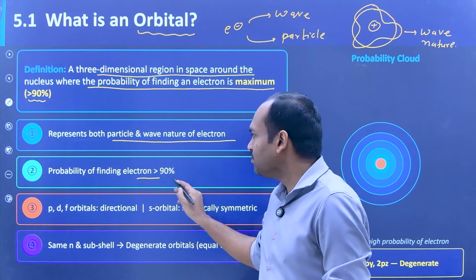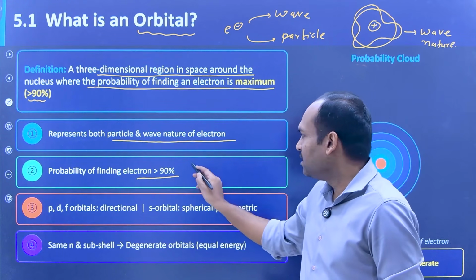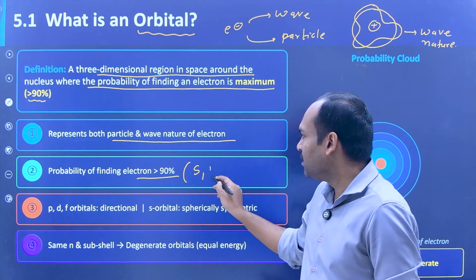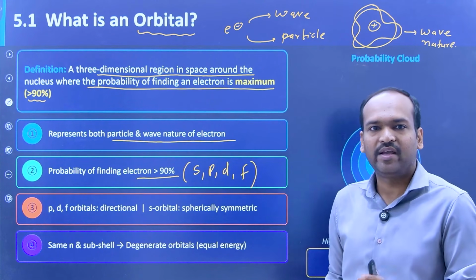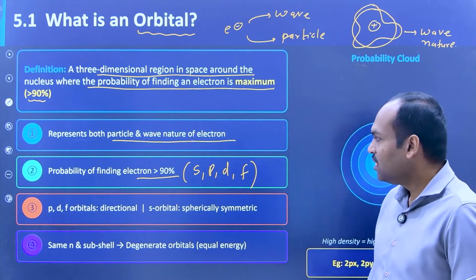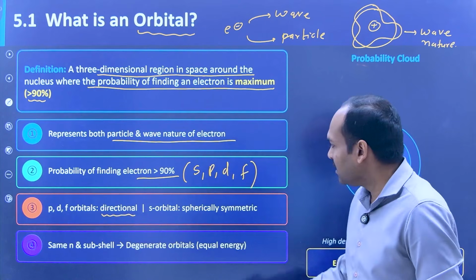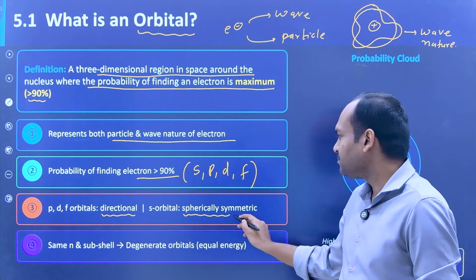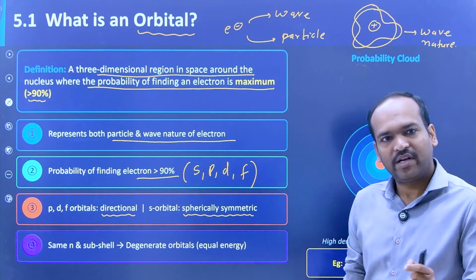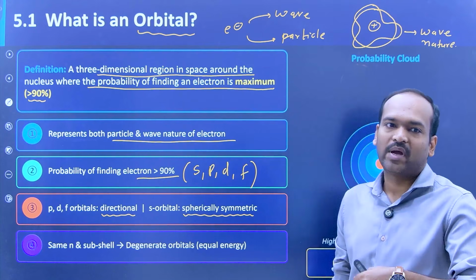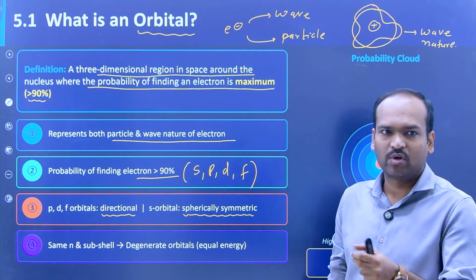Probability of finding electron is more than 90%. Now these orbitals are said to be like s orbital, p orbital, d orbital and f orbital. s, p, d, f, they are the names of the orbitals. So p, d, f orbitals are directional in nature and s orbital is spherically symmetrical. Orbit is the path, or orbital is where we find the maximum probability of the electron. Maximum probability, more than 90%.